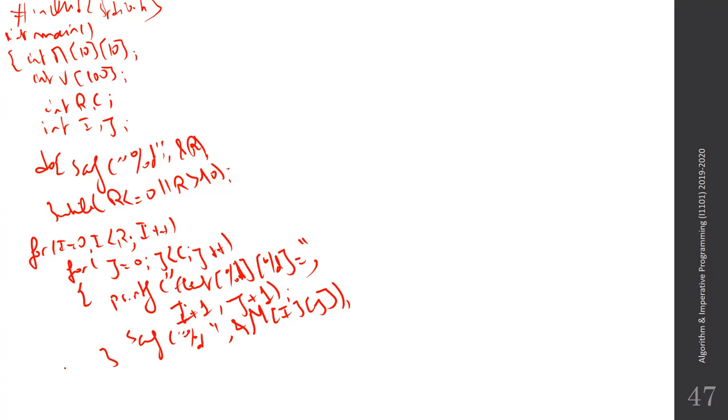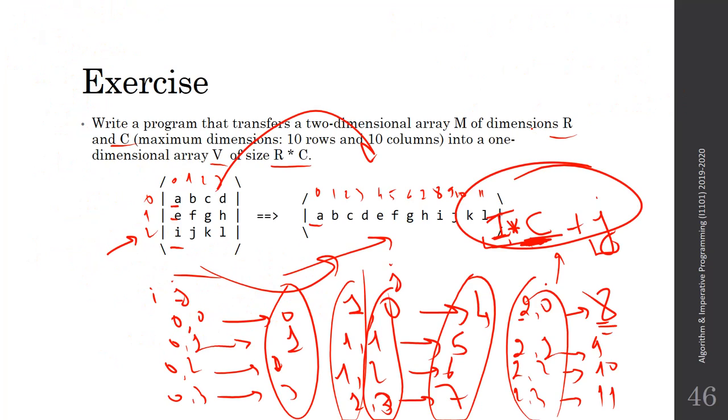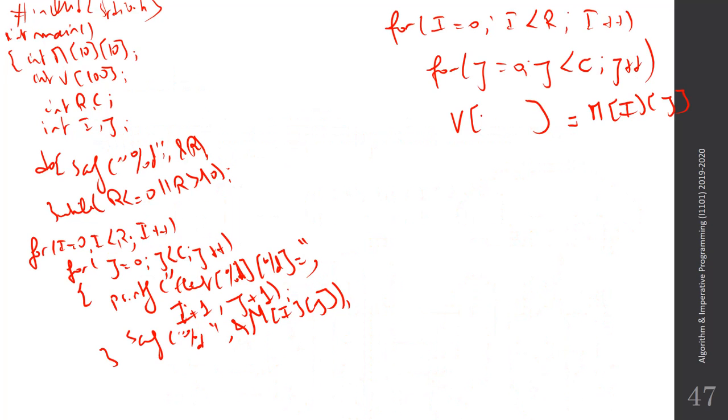So let's move to the transfer. I will loop over the matrix, so it's easy. For i less than R, i plus plus, for j equal to 0, j less than C, j plus plus. And as you have seen, I have here M i j, and I would place it in V. Let's go back. So it's i multiple C plus j, and this is it.